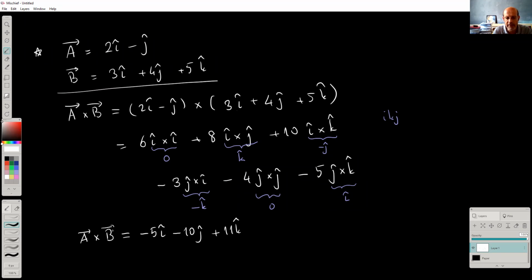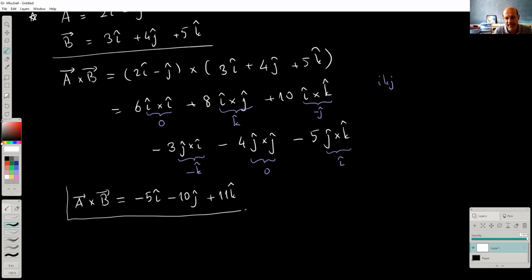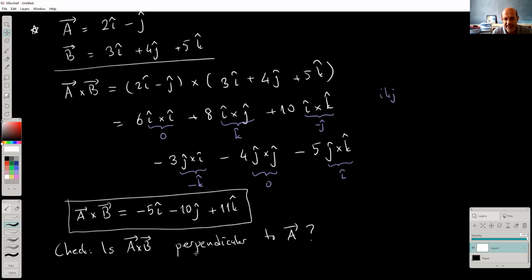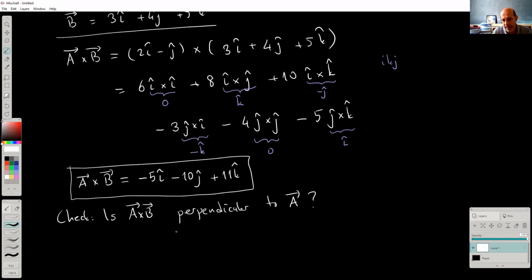I don't know if I have done everything correctly. I might have made a mistake. Well, I can check this, right? So for example, check: is A cross B indeed perpendicular to A? I can easily check this by taking a dot product. That's one of the things you can quickly do because taking the dot product is very simple. So let me do this calculation.